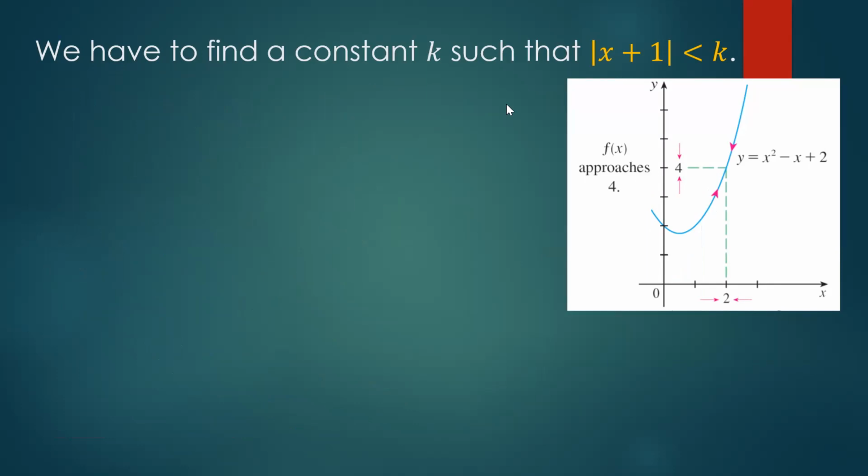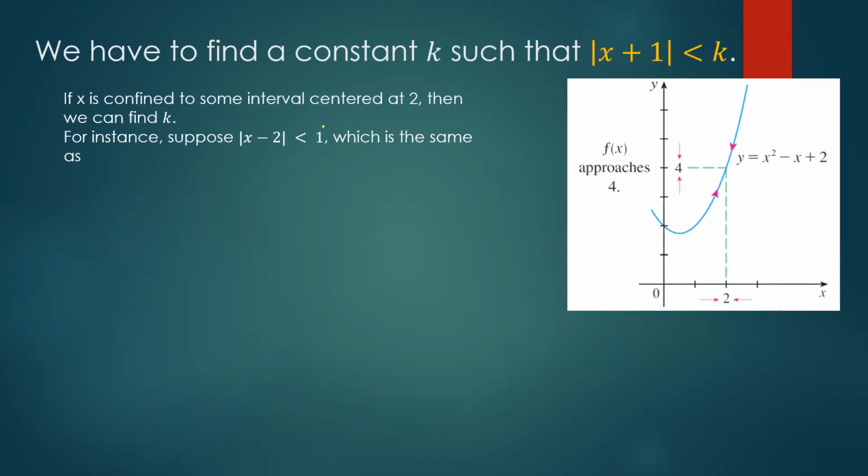So, anong lalabas po niyan? Meron tayong ganito. If x is confined to some interval centered at 2, kasi as x approaches 2 naman, then we can find k. So for instance, suppose the absolute value of x minus 2 is less than 1. Which is the same as, ibig sabihin, x minus 2 is less than 1 but greater than negative 1. Okay. So, bali lalabas dito, x is less than, if you add 2 on both sides, you have 3. Tapos dito, you have 1.